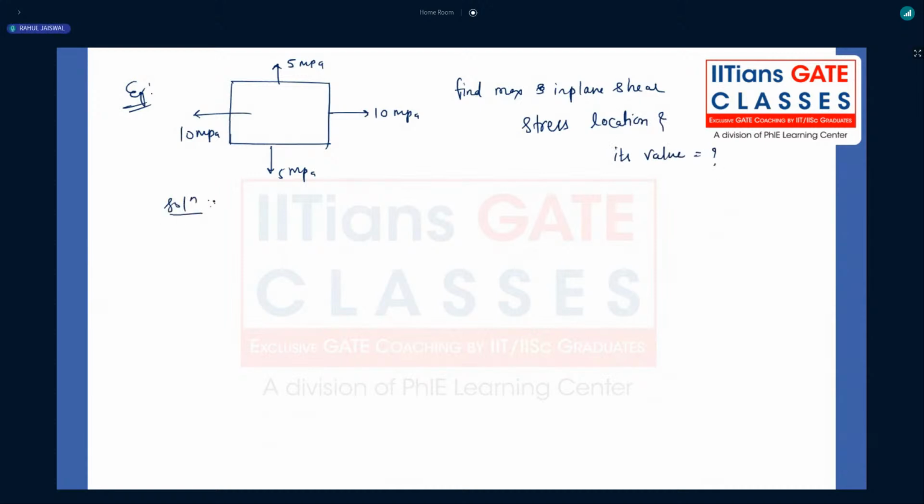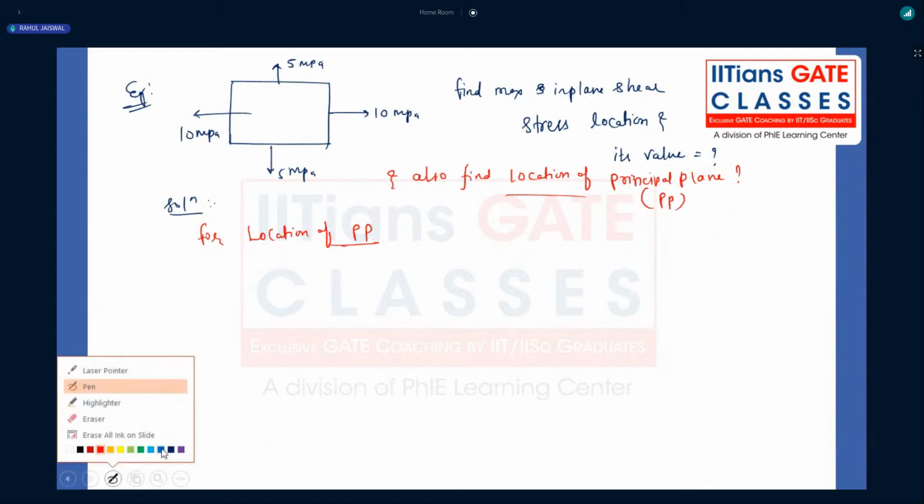If you solve it, what will you be getting? Tell me the principal planes, and also find the location of the principal plane. Tell me guys, how will you find the location of a principal plane? How will you find the location of the maximum in-plane shear stress? For the location of the principal plane, PP means principal plane.